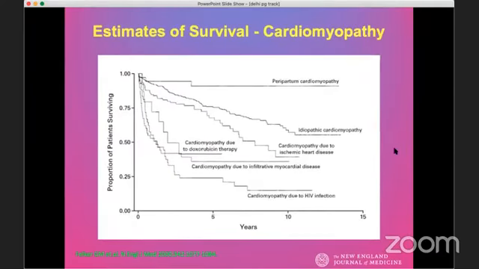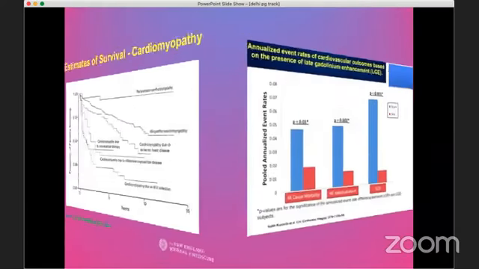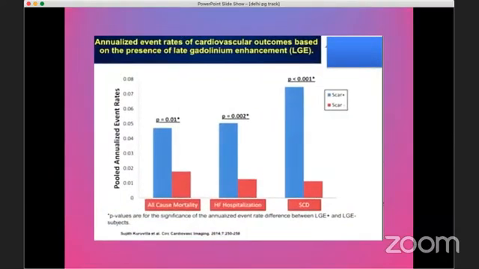And what is also important to know is that many of these cardiomyopathies have differing survival prognosis. As you can see, peripartum cardiomyopathy is very high up there with a good survival compared to the infiltrative diseases like amyloid and obviously HIV infection. So it is very important not only to make a diagnosis that this is a cardiomyopathy, but also tease out the etiology because it seems to matter in terms of prognosis.